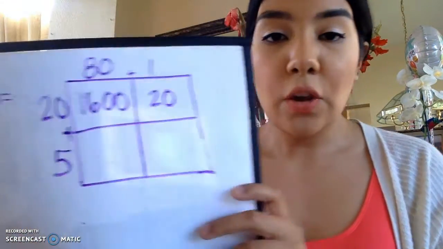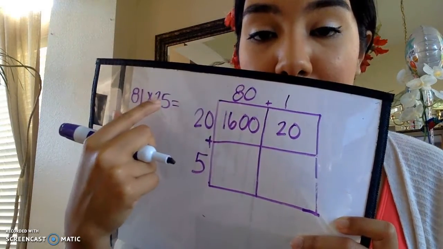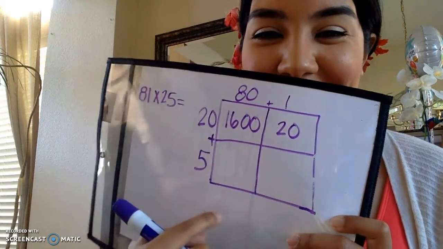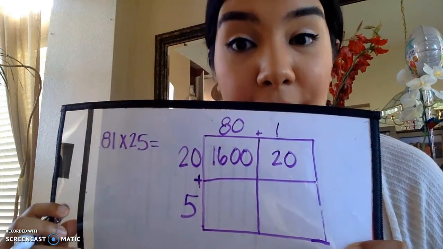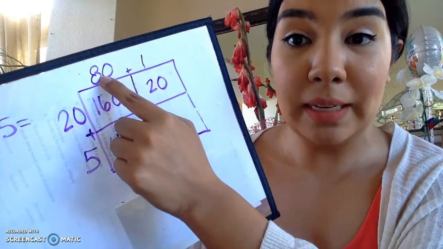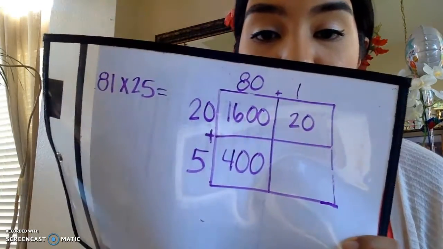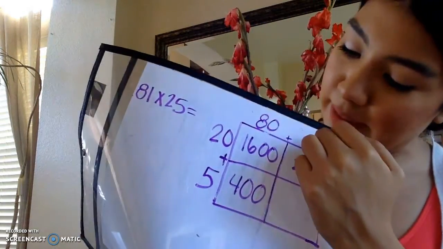So we did the top row, now let's do our second row. Now we have to multiply 5 by the numbers on top. So we're going to do 5 times 80. Again, we could use mental math. What's 8 times 5? Hopefully you said 40. And we're not done yet. How many zeros do we have here? We have 1 zero, so we need to add an extra 0, making it 400. Now the last step is to multiply 5 times 1. 5 times 1 is 5, because any number times 1 is that number.